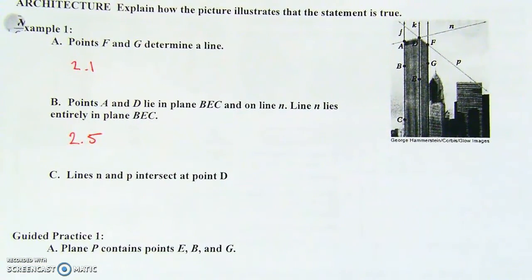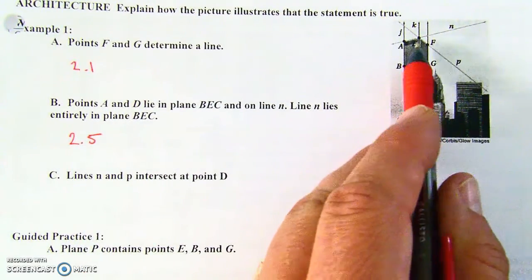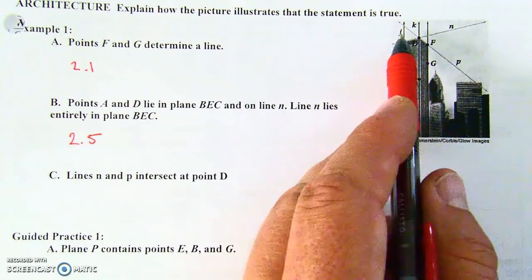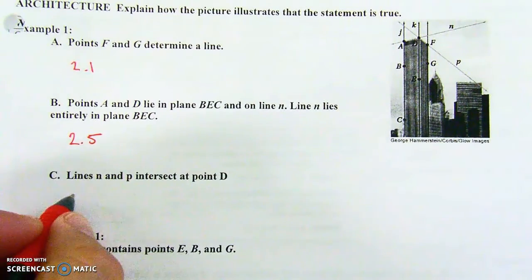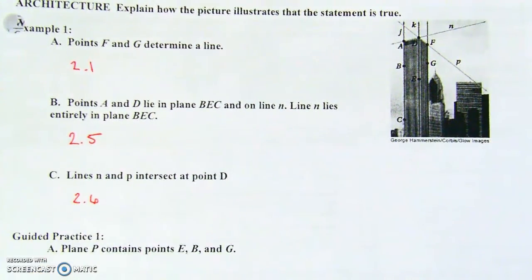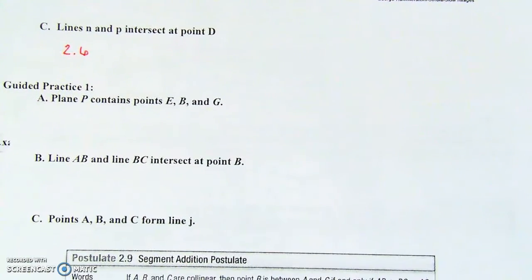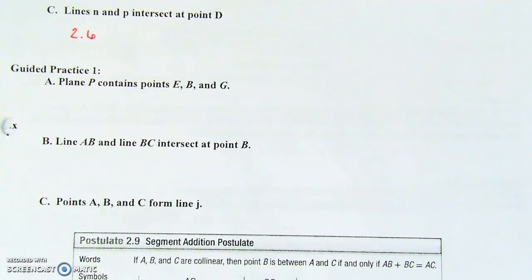Line N and P intersect at point D. So here we go. Point D, where's it at? It's right here, line N and P right here. Again, what postulate do we identify that one as? This one is postulate 2.6. Okay, what I'd like you to do next is, on your own, identify which postulates these are related to, and then we can talk about them in detail.